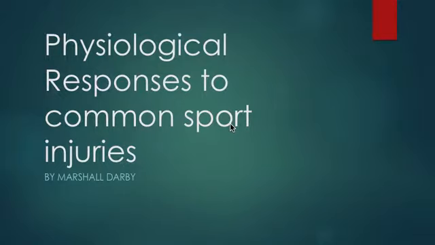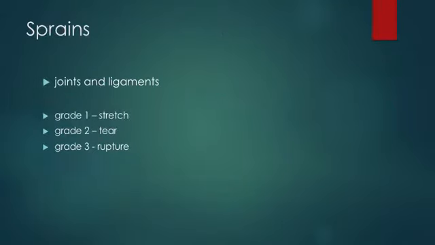So this is my presentation on the physiological responses to common sport injuries. The first type of common sport injury is sprains, and these are associated with joints and ligaments.